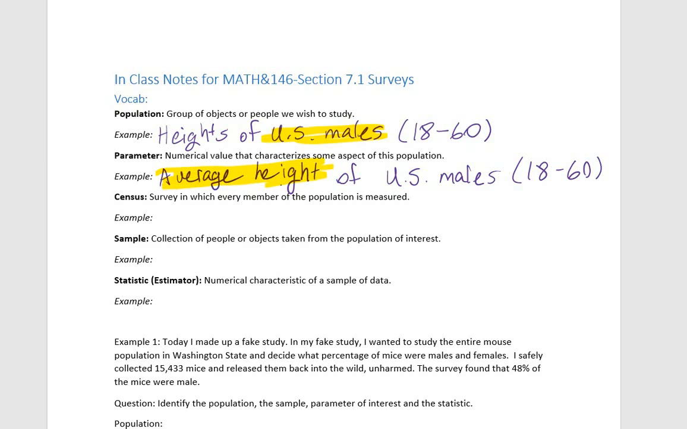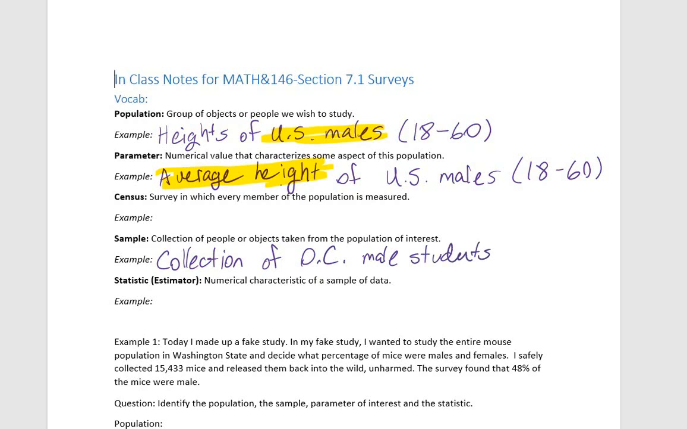Now, a sample is a collection of people or objects taken from the population of interest. It's impossible for us to get the height of every single US male between the ages of 18 to 60. So instead, we would look at a sample. We would say that we took a collection of OC male students. We didn't look at all US males, but we just looked at everyone at OC.